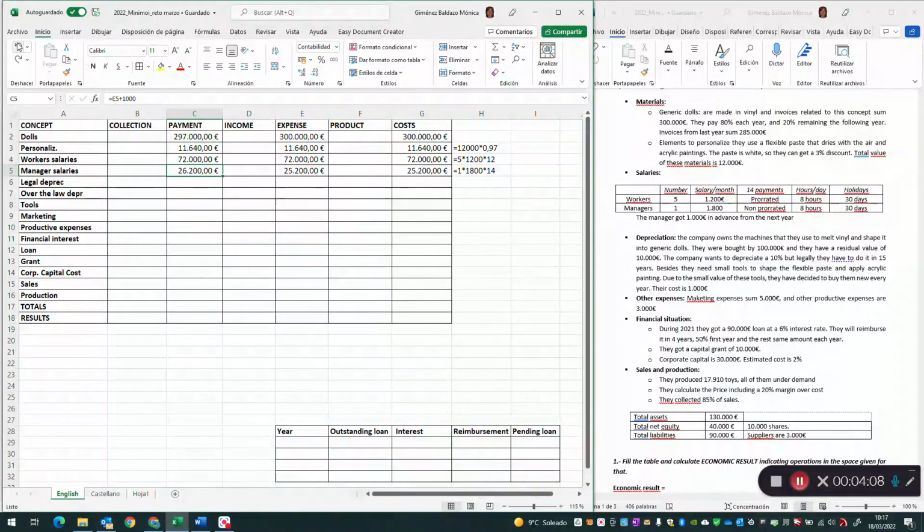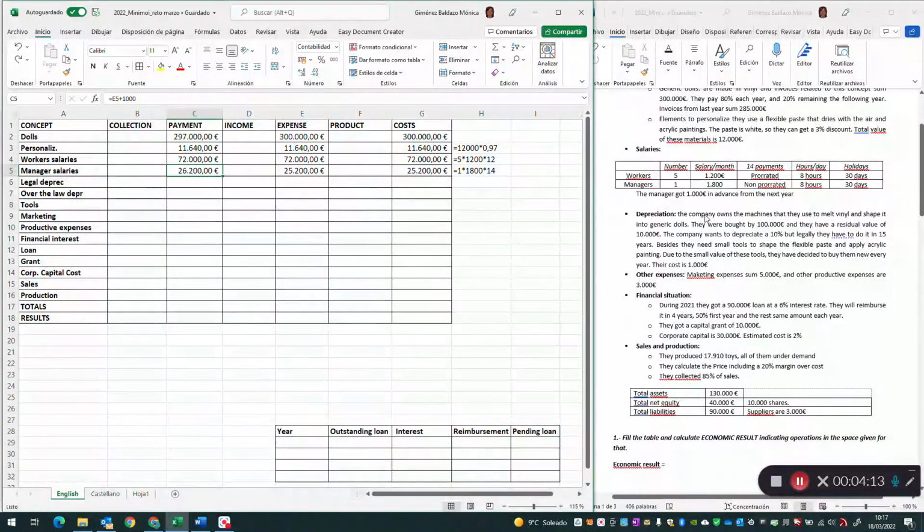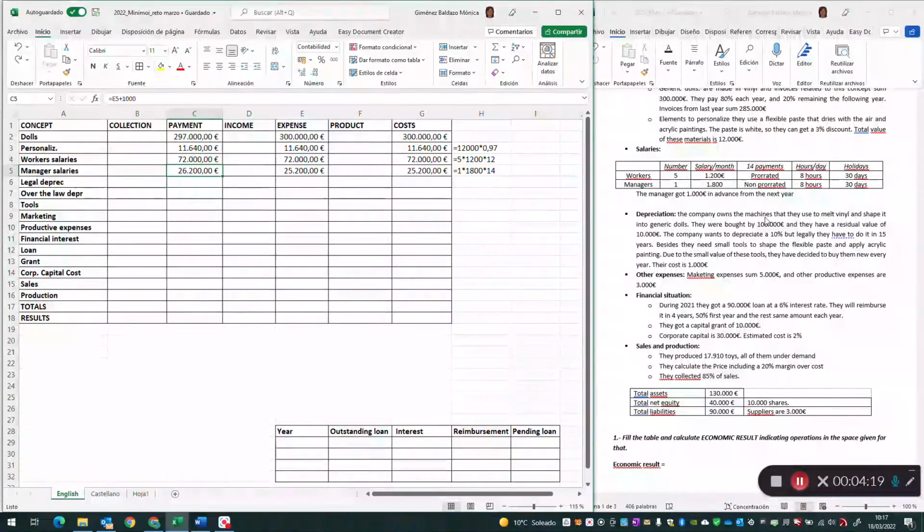Okay? So now we're moving to the depreciation. And here we have a little unusual thing, something we have not seen before. It says that the company owns the machines that they use to melt the vinyl and shape into the generic dolls. They bought them for 100,000 and they have a residual value of 10,000. The company is going to depreciate it at 10%, but legally they have to do it in 15 years.